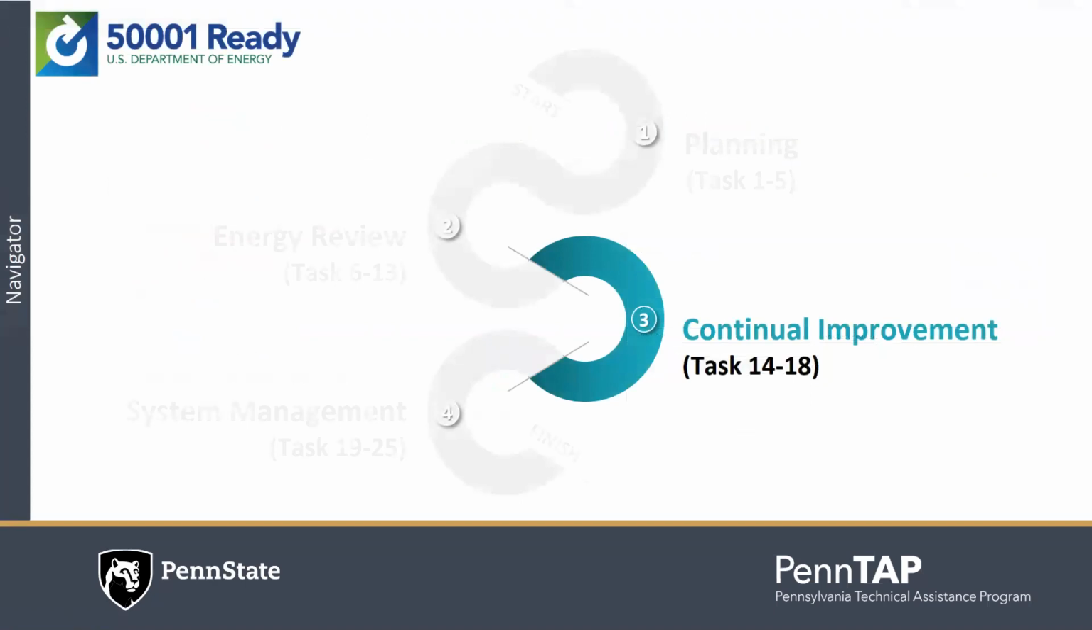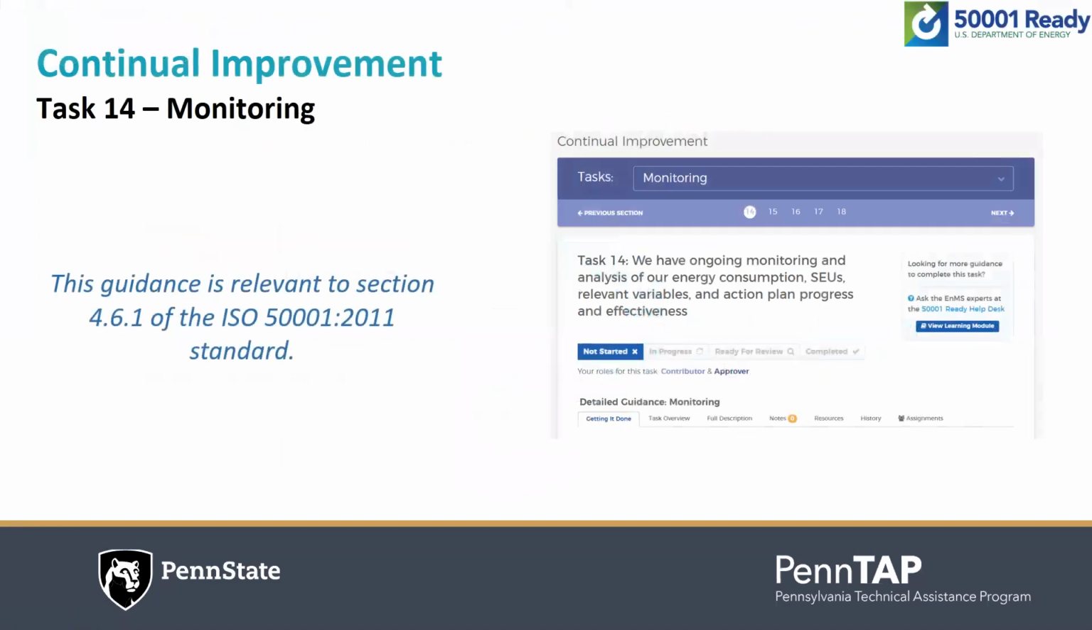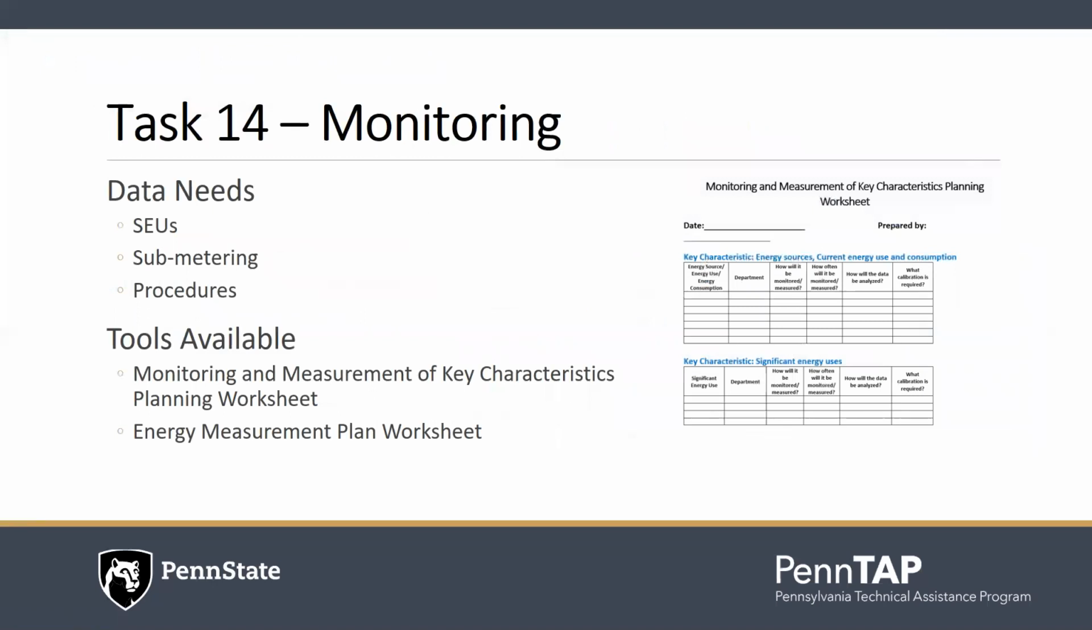So we've done the energy review, and now we're going to move on to continual improvement. So the first step is monitoring. And this is really about monitoring the energy at the site, and how it is done. So step one is, do you need sub-meters on certain sections of the site or certain pieces of equipment?